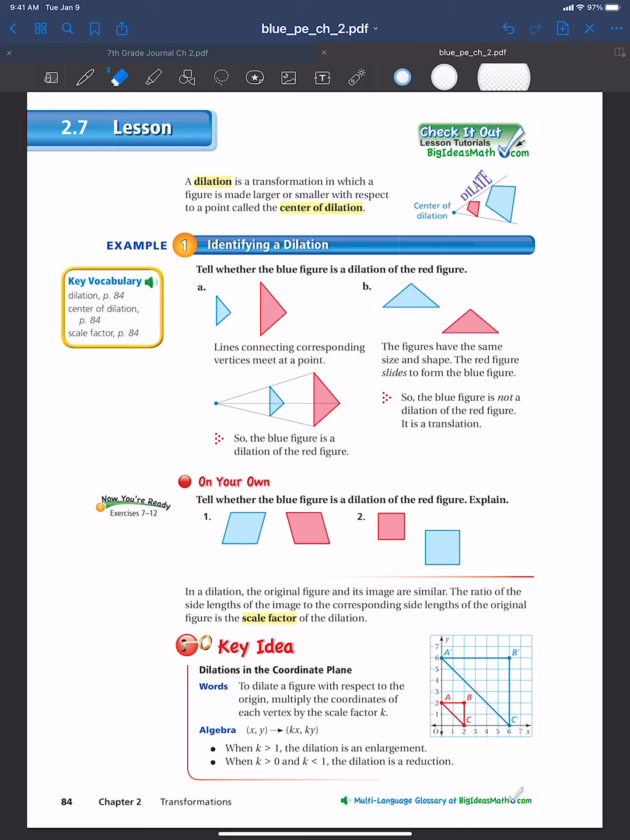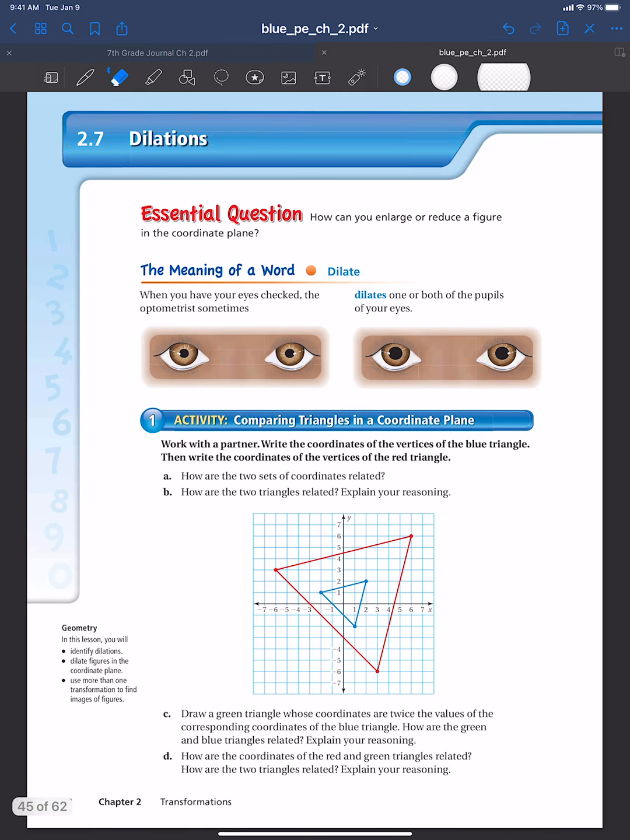Hi, 8th grade. We are going to go over 2.7. 2.7 is all about dilations.